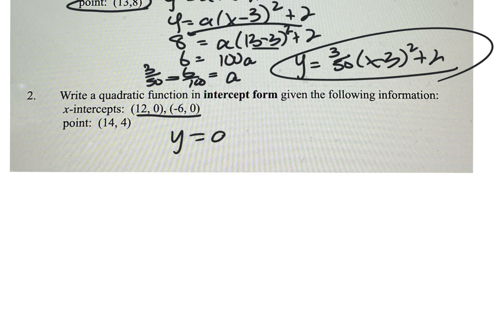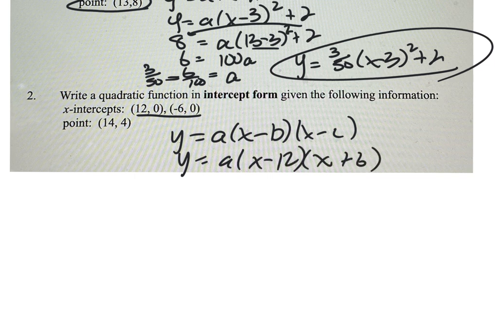Intercept form looks like this, by the way. It looks like a(x minus b)(x minus c), where b and c are the intercepts. This time it's 12 and also -6. Because it's -6, I'm going to put plus 6. To find my a, I would go on, once again, use the point. Plug the 4 in for the y. Let's plug the 14 in for both x's, like that.